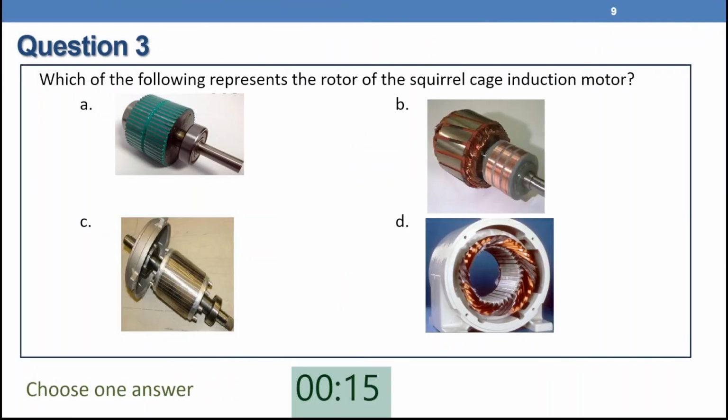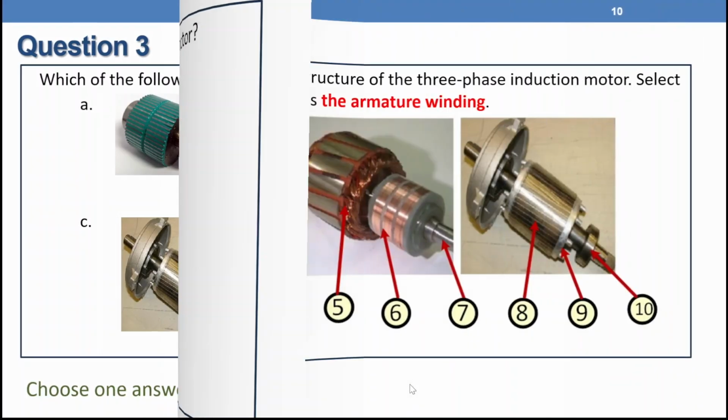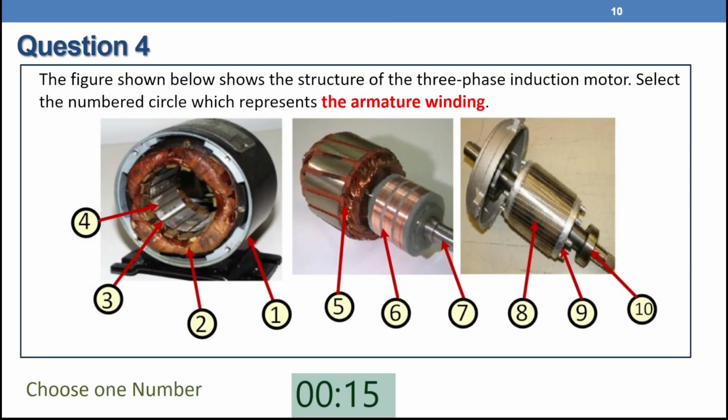Question number 3. Which of the following represents the rotor of the squirrel cage induction motor? A, B, C, D. Time starts now. Question number 4. The figure shown below shows the structure of the three-phase induction motor. Select the numbered circle which represents the armature winding. Time starts now.